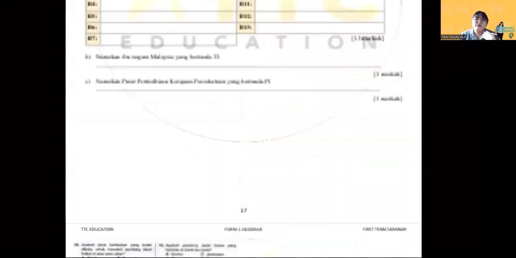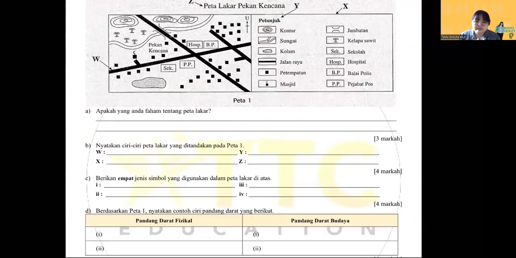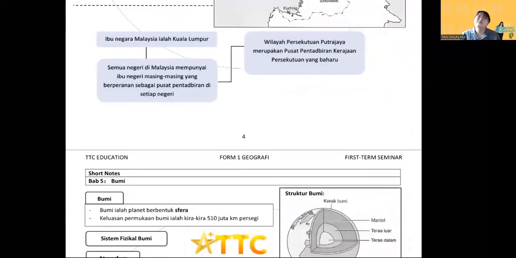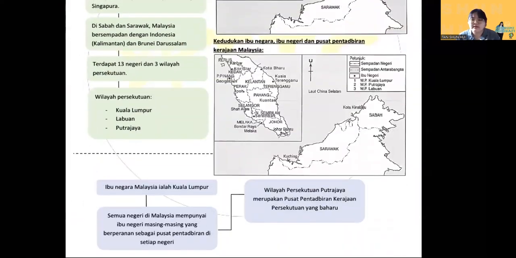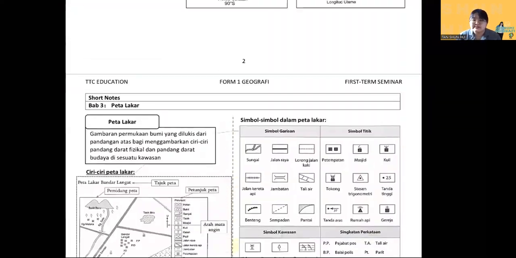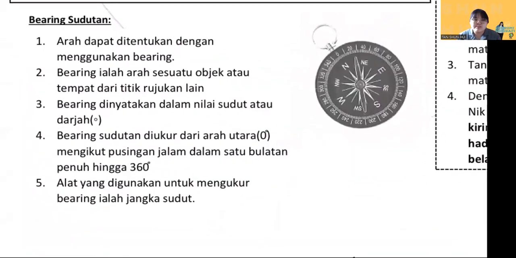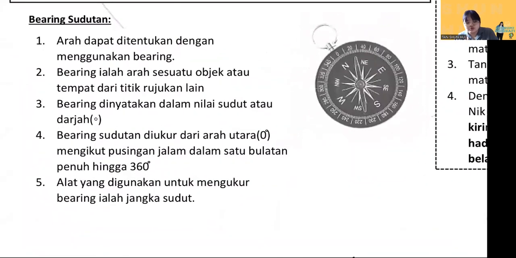All right, so let's get back to the notes for a while. I cannot say it's coordinates. It's partly, but not 100%. Let me show you. What is bearing Sututan? Bearing Sututan means I determine my direction using numbers, angles. I use angles to tell you my direction.